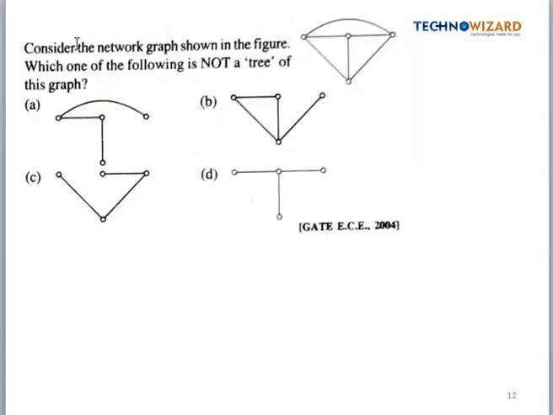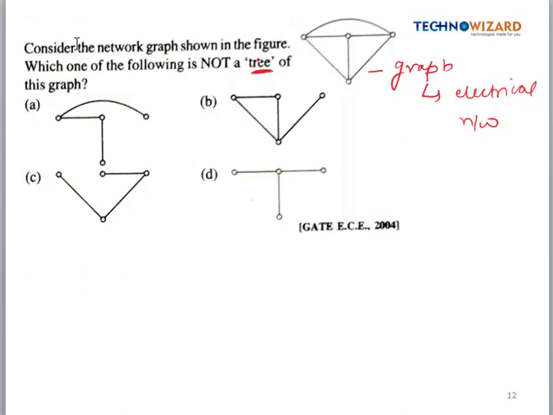Next question is, consider the network graph shown in the figure. Which one of the following is not a tree of the graph? Basically this is called a graph. A graph is obtained from the electrical network. Any electrical network can be represented by its graph. Now we have to calculate the tree. A tree is basically a sub-connected part of the graph.